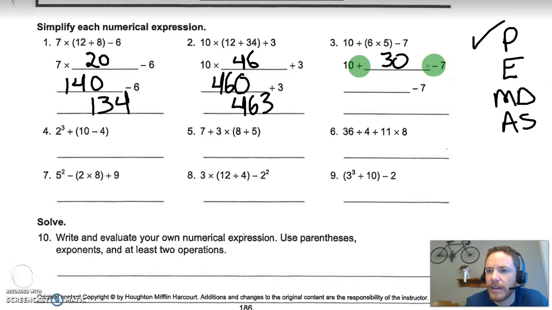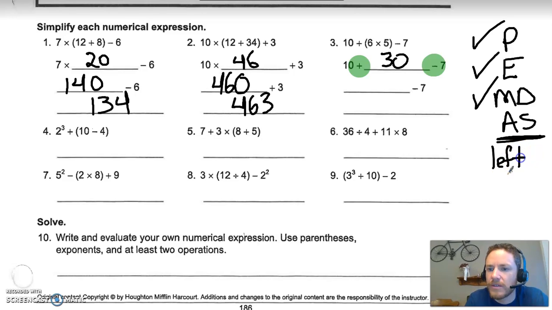And this is my first reminder to you. Well, I'll go ahead and go through my list. I don't have any exponents, and I did my multiplication. This is my first reminder to you that if you have add and subtract together, you solve them left to right. I do not solve 10 plus 30 first because the A comes before the S. I solve 10 plus 30 first because it's on the left. 10 plus 30 is 40, and 40 minus 7 is 33.